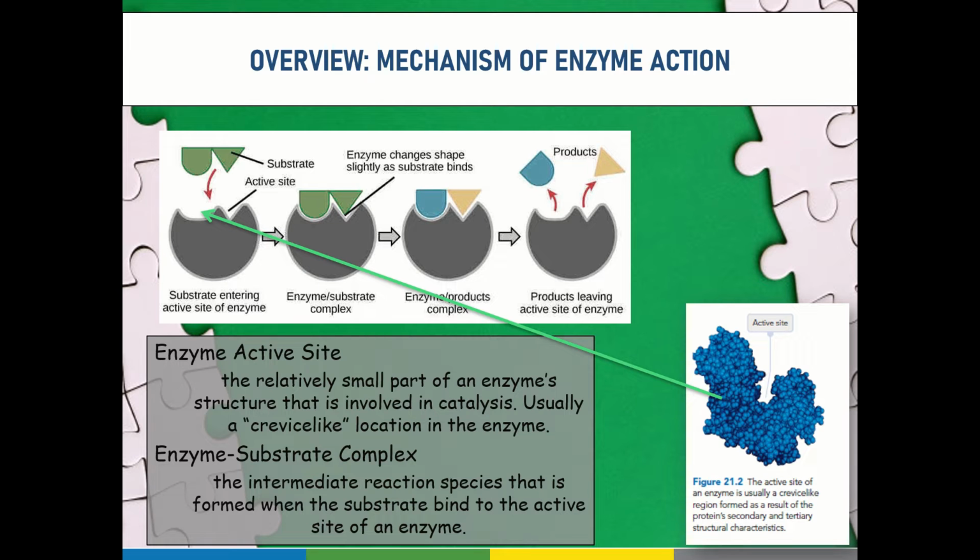Catalysts offer an alternative pathway with lower activation energy through which a reaction can occur. In enzyme-controlled reactions, this alternative pathway involves the formation of an enzyme-substrate complex as an intermediate species in the reaction. As defined, the enzyme-substrate complex is the intermediate reaction species that is formed when a substrate binds to the active site of an enzyme. Within the enzyme-substrate complex, the substrate encounters more favorable reaction conditions than if it were free.